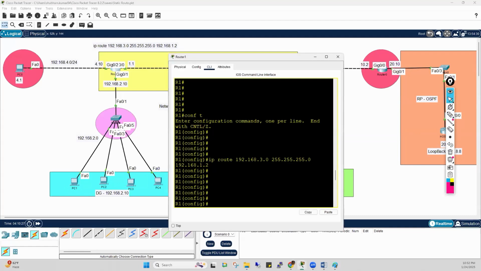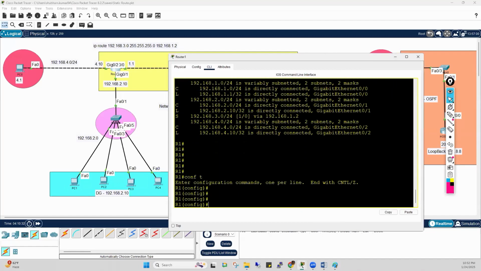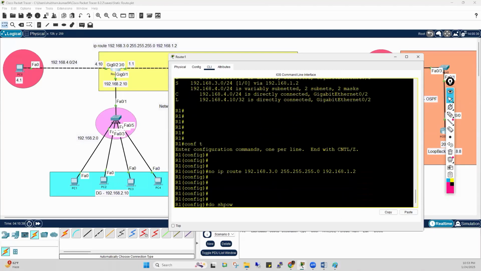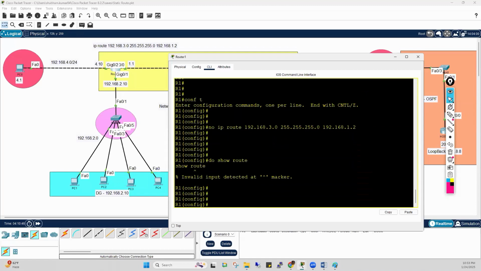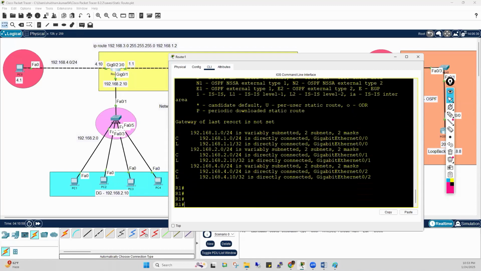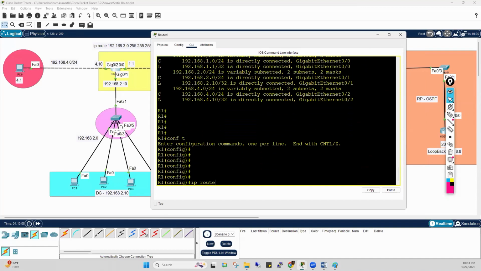For example, go to this router. First of all, go to the global configuration mode. First of all, you need to remove this one. How can you remove it? Just write no and it is removed. Now check do show ip route. See, is there any static entry? No, there is no entry now. Clear? Now see, global configuration mode, ip route.